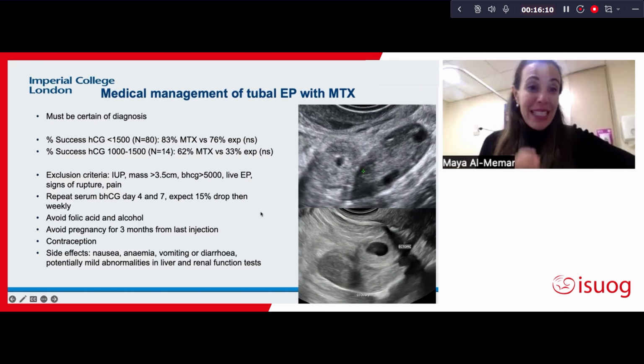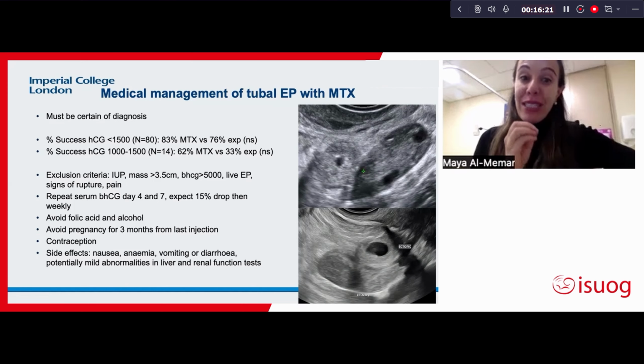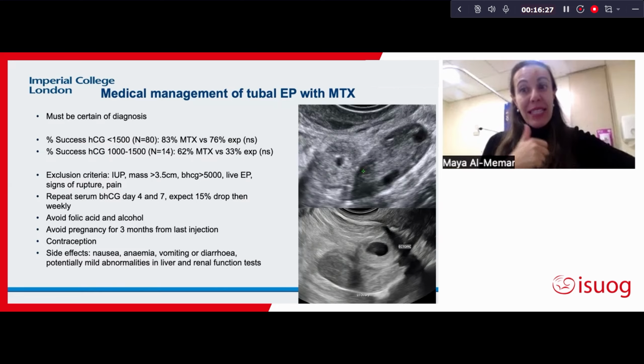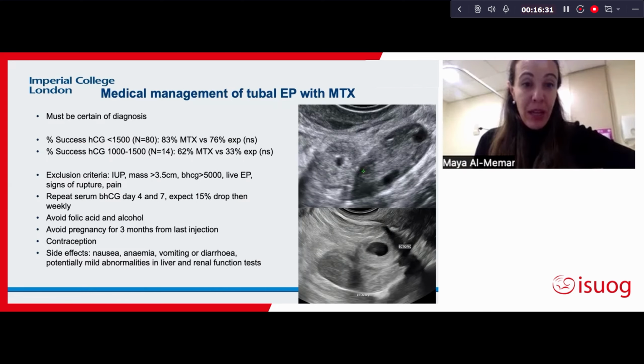It's really important, as I said, to exclude an intrauterine pregnancy. Make sure the ectopic pregnancy mass is less than 3.5 centimeters. You will not be able to give methotrexate if the HCG is greater than 5,000. Again, it tends to be contraindicated in live ectopic pregnancies if there are signs of hemoperitoneum or pelvic pain.